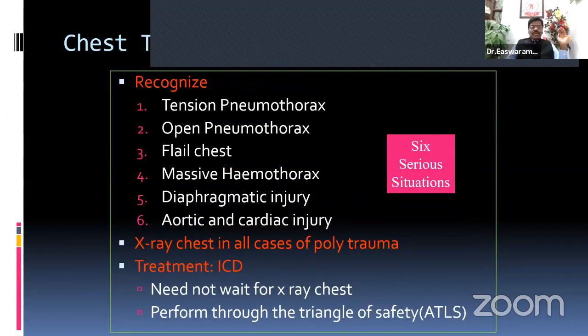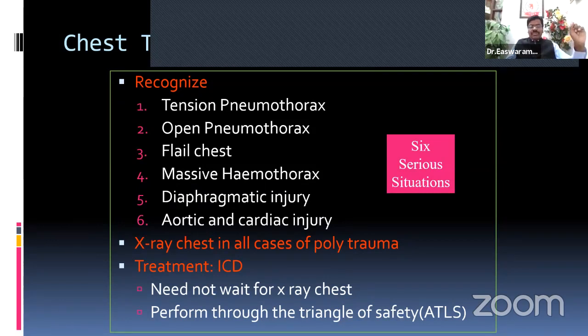As far as the chest trauma is concerned, I want you to concentrate on 6 serious situations I'm going to discuss one after other. What are those 6 serious situations? Tension pneumothorax, open pneumothorax, flail chest, massive hemothorax, diaphragmatic injury, aortic or cardiac injury. So those 6 are vital injuries. If you misdiagnose, matter of few minutes, patient may die even. So that's why these are all the 6 important injuries one has to write under the primary survey.